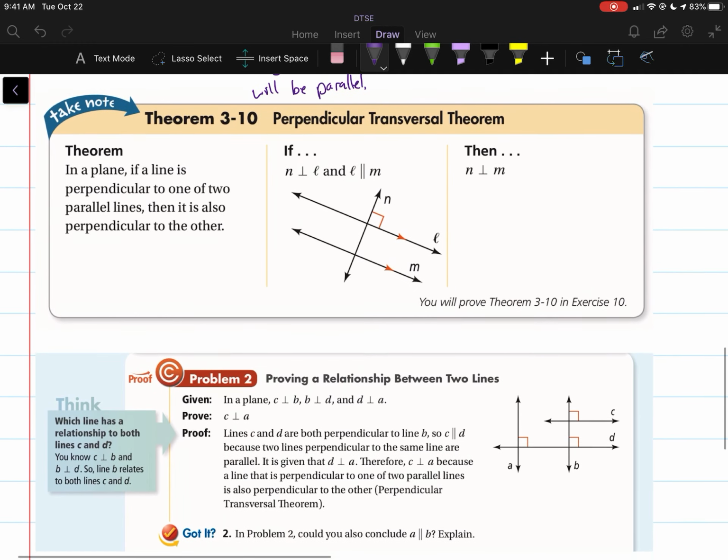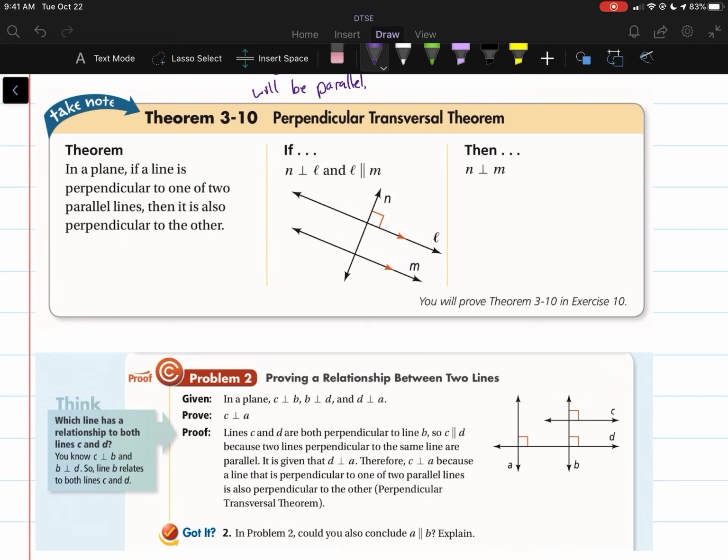Okay, then this is the perpendicular transversal theorem, which is kind of the other way of thinking of the last one we just talked about. The last one said if two lines are both perpendicular, then they're parallel. This one says if two lines are parallel, so we already know they're parallel, and then one of them is perpendicular, then that means that the other one is also perpendicular.